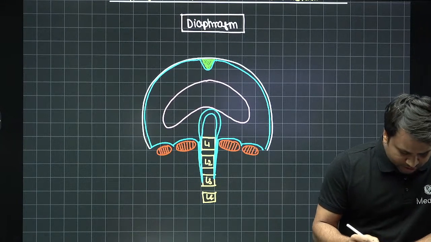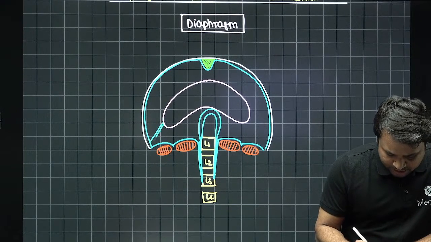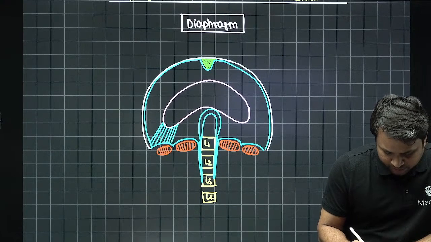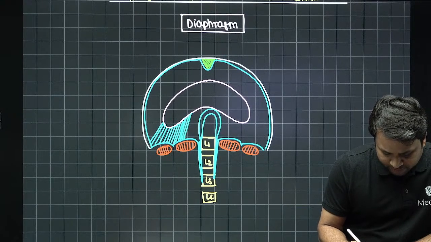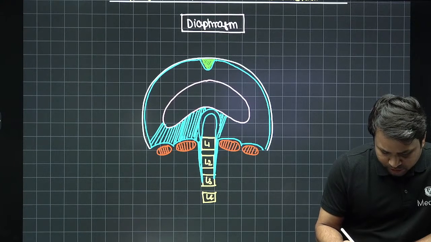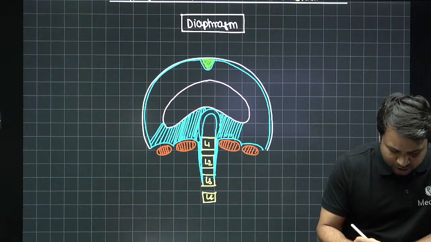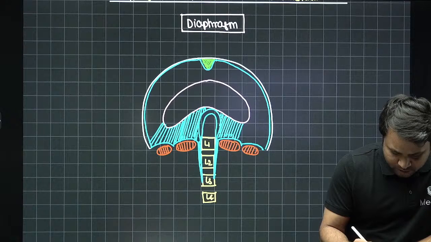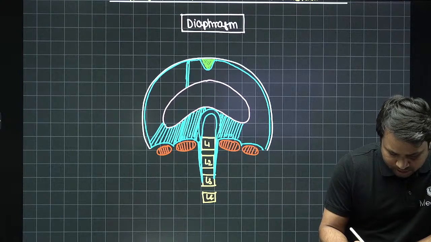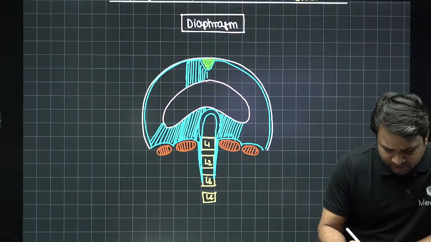Now if I just need to highlight, this is the entire diaphragm that you're looking at, and this develops into the crus of the diaphragm, which is going to arch over the muscle fibers, right? So try to understand what the objective is. But this is how the diaphragm is going to look.